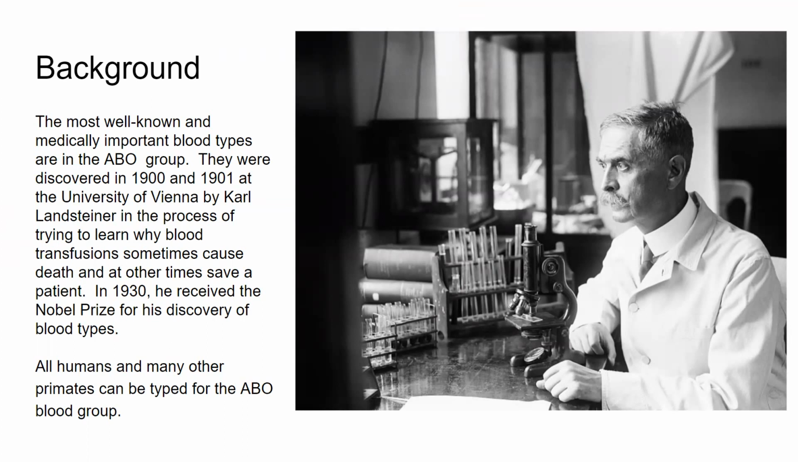Most well known and medically important. They were discovered in 1900 and 1901 at the University of Vienna by Karl Landsteiner, in the process of trying to learn why blood transfusions sometimes cause death and at other times save a patient. In 1930, he received the Nobel Prize for his discovery of blood types.